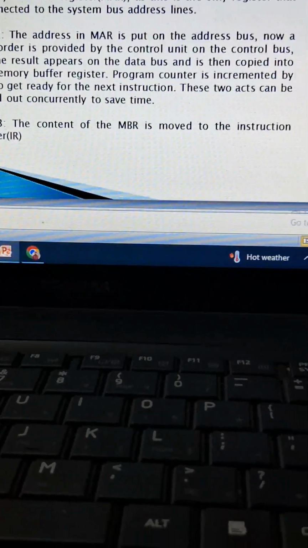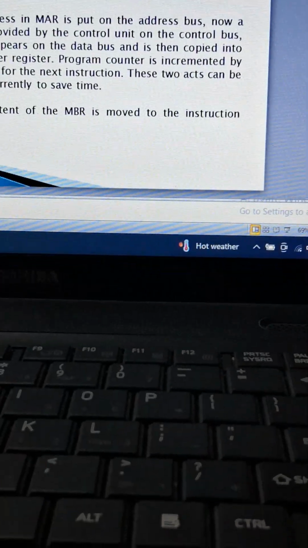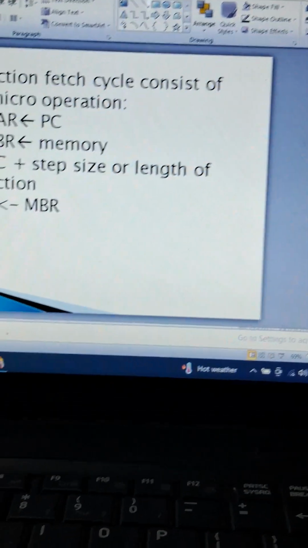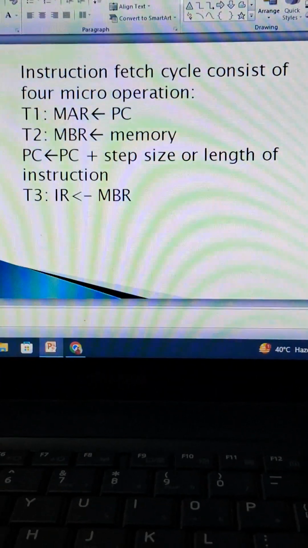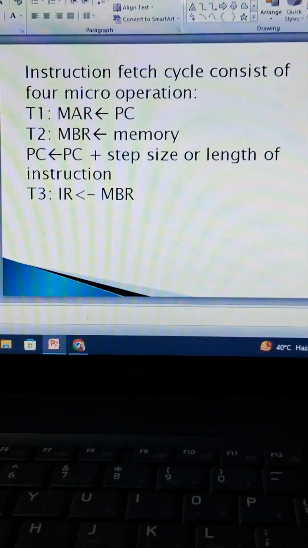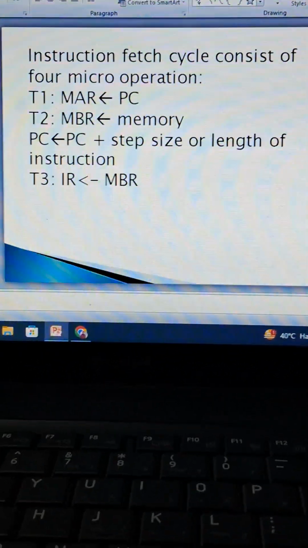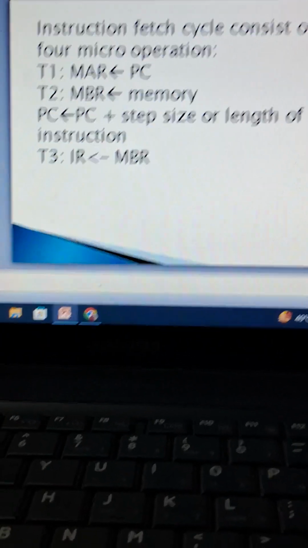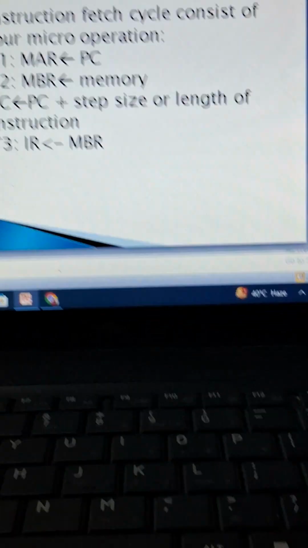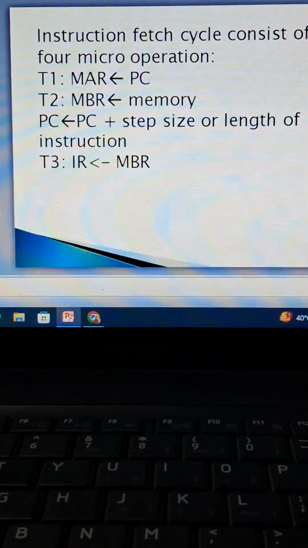Now the last step is that the content of the MBR is moved to the instruction register. These three steps are called the fetch cycle, as the instruction is stored in the instruction register. So the macro operations performed are: the PC is transferred to MAR, then from memory the data is transferred to the memory buffer register, the PC is increased by 1, and the MBR instruction is transferred to IR, which is ready for decoding or execution of the instruction. That is the actual operational task that is performed.